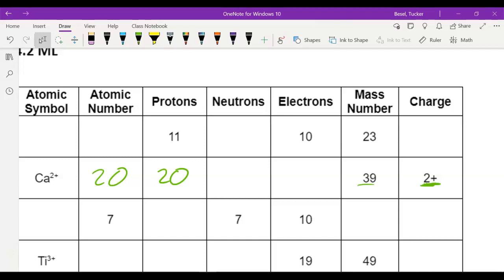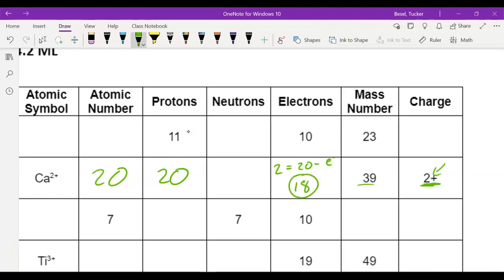And so for this one, remember that I have a +2 charge. So that means I have 2 more protons than electrons. Or the way that you can think about it is that 2 equals the number of protons. So in this case, it's 20 minus the number of electrons. Okay, and so in order for this to happen, that means that I have to have 18 electrons.